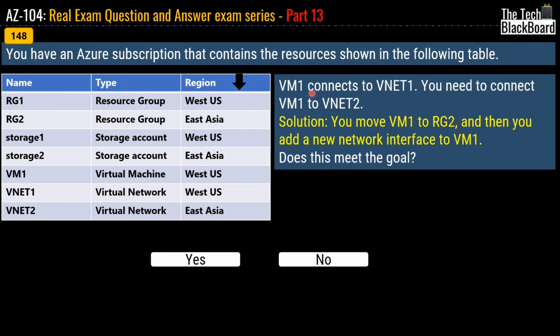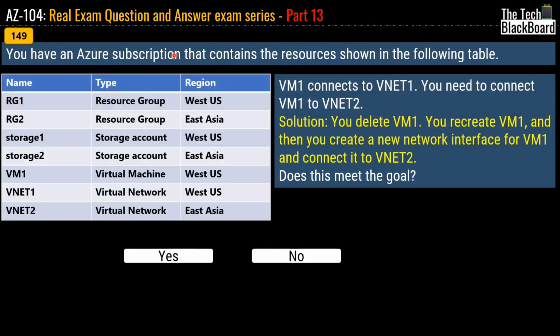Then the question says that VM1 connects to VNet1 and you need to connect VM1 to VNet2. The solution given here is that you move VM1 to RG2 and then you add a new network interface to VM1. Does this meet the goal? And the correct answer for this question is no. I will give the detailed explanation in question number 149. So let's move ahead. So this is question number 149.